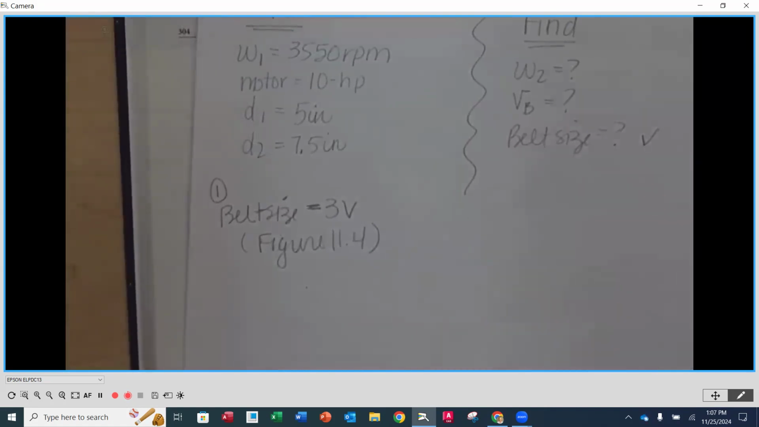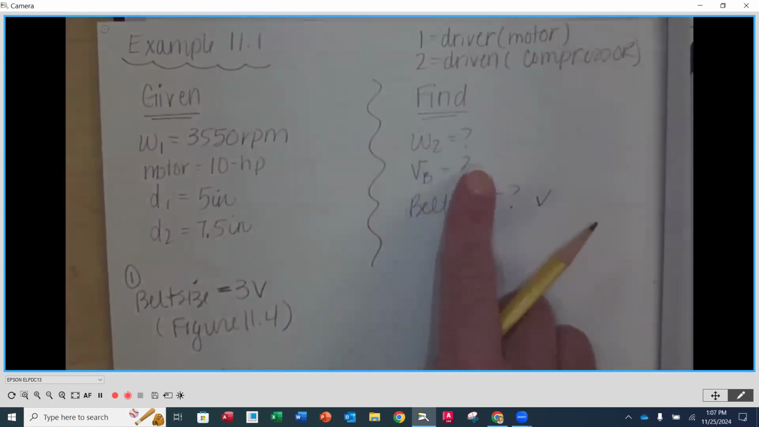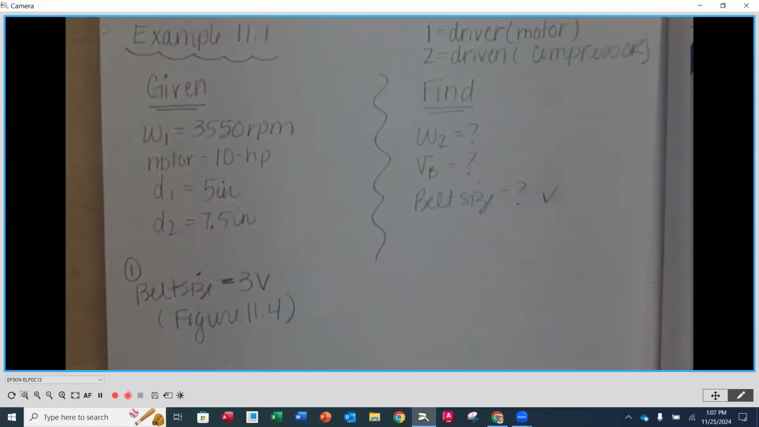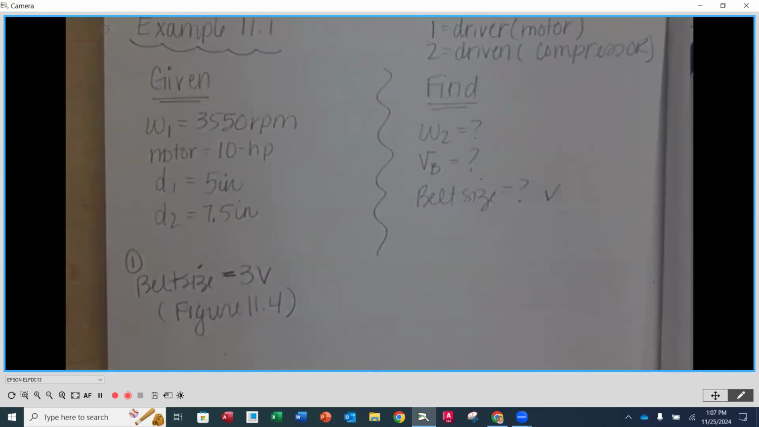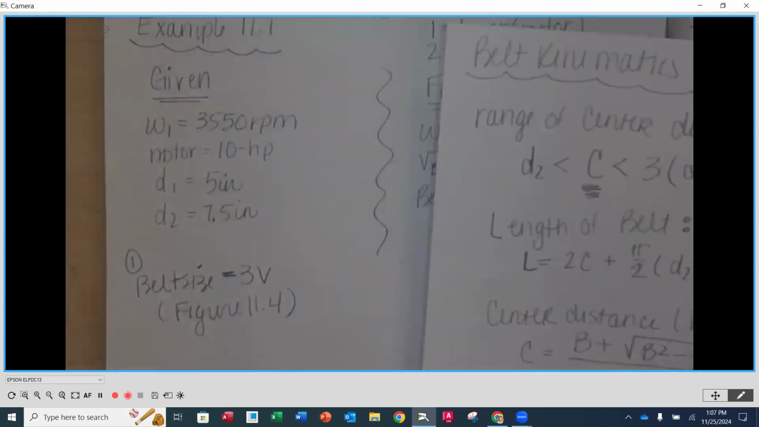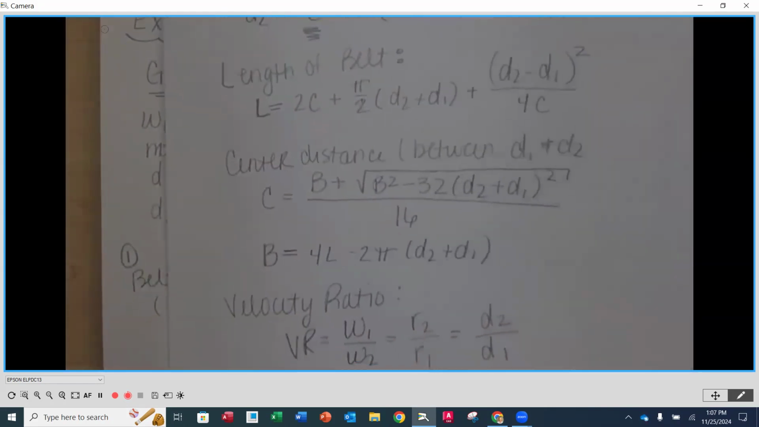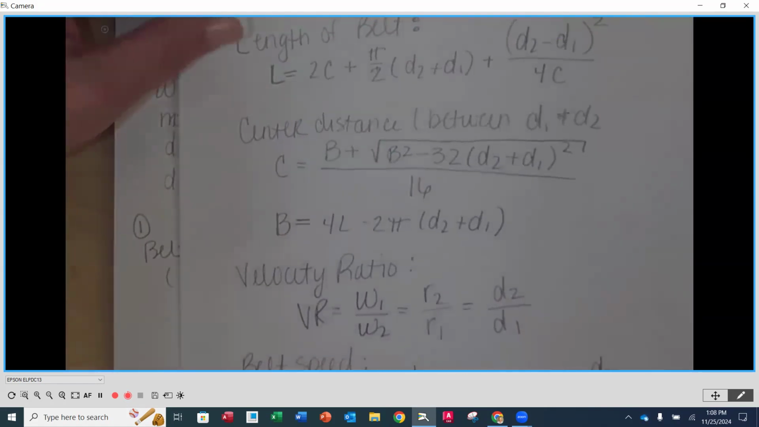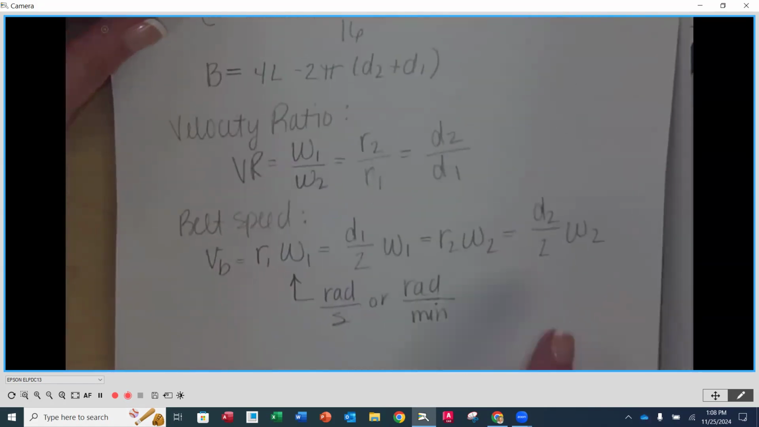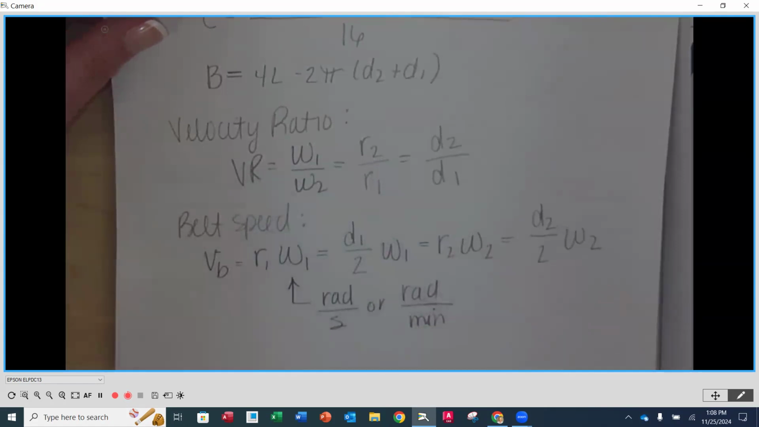Now, the next thing we need to do, we need to find one of these two, okay? What is the belt speed? Or what is the speed of the compressor shaft, okay? So if we look back at our equations here, is there anywhere where we see the W's? Down here, right? Okay.